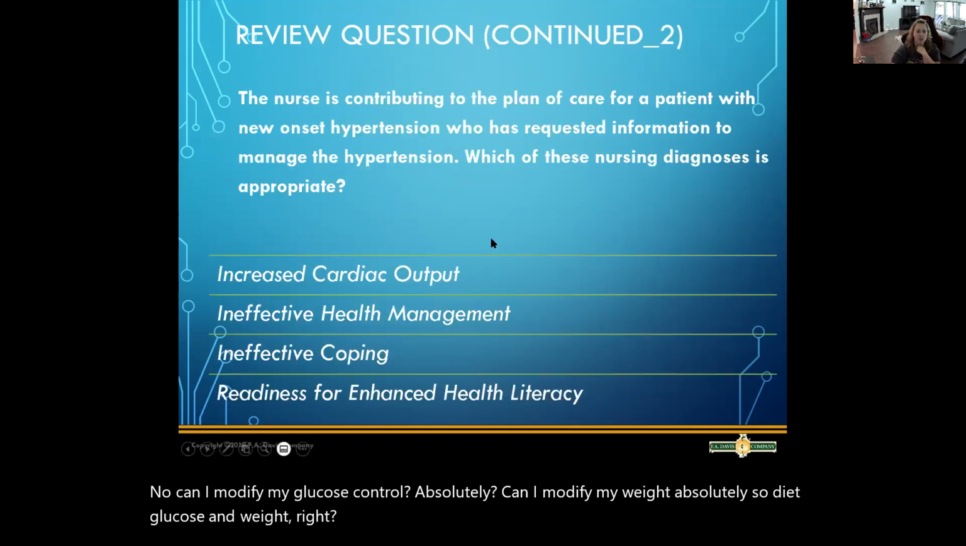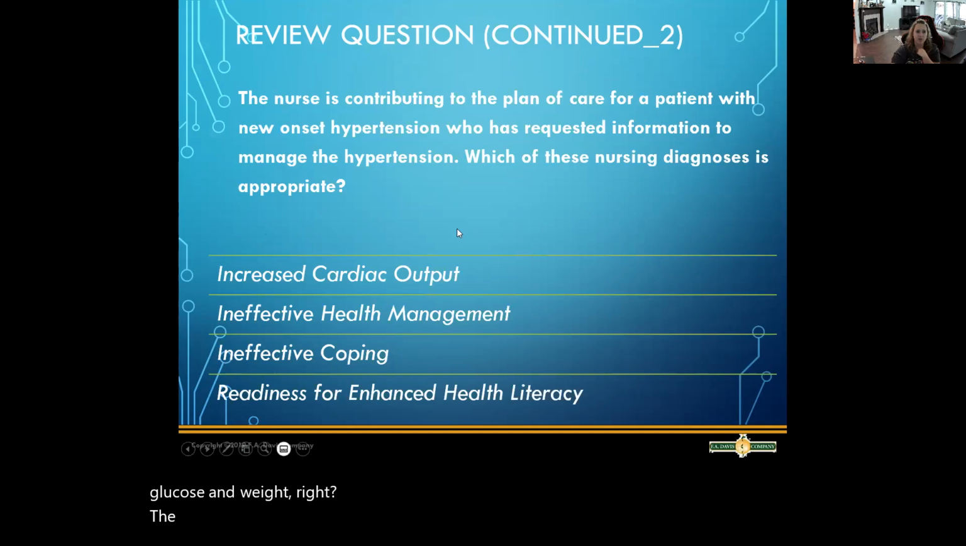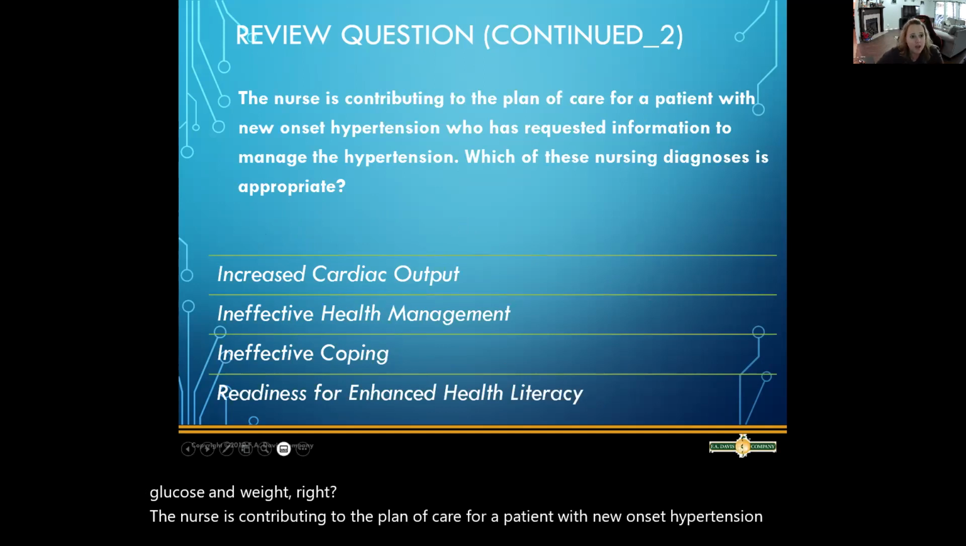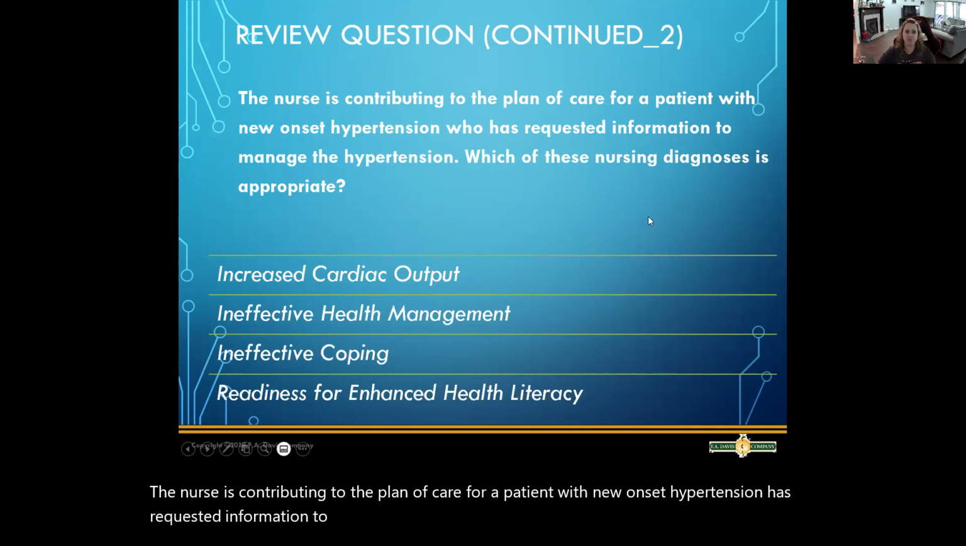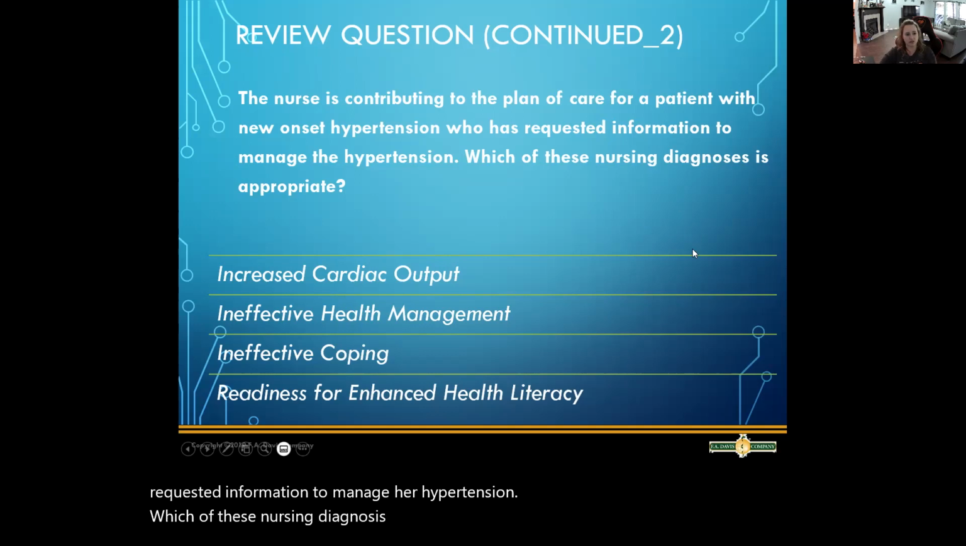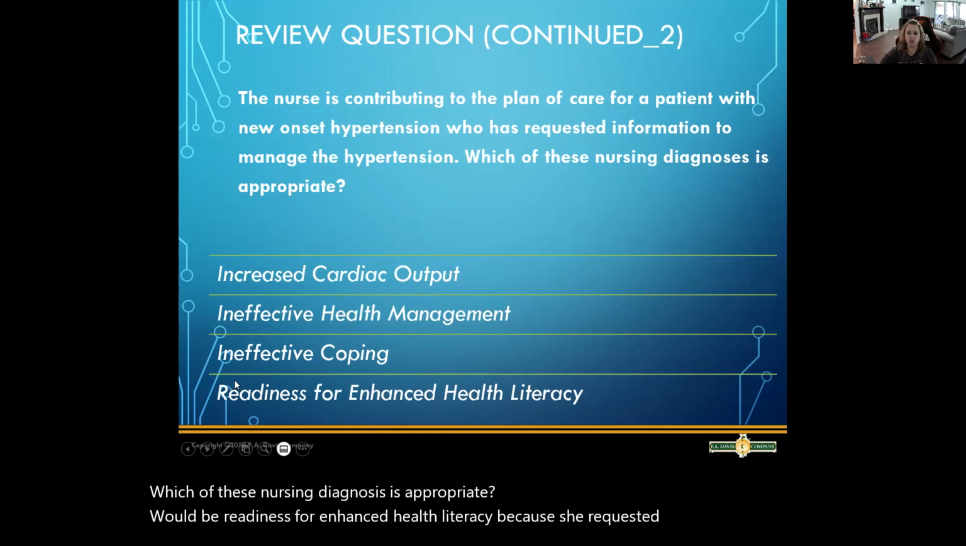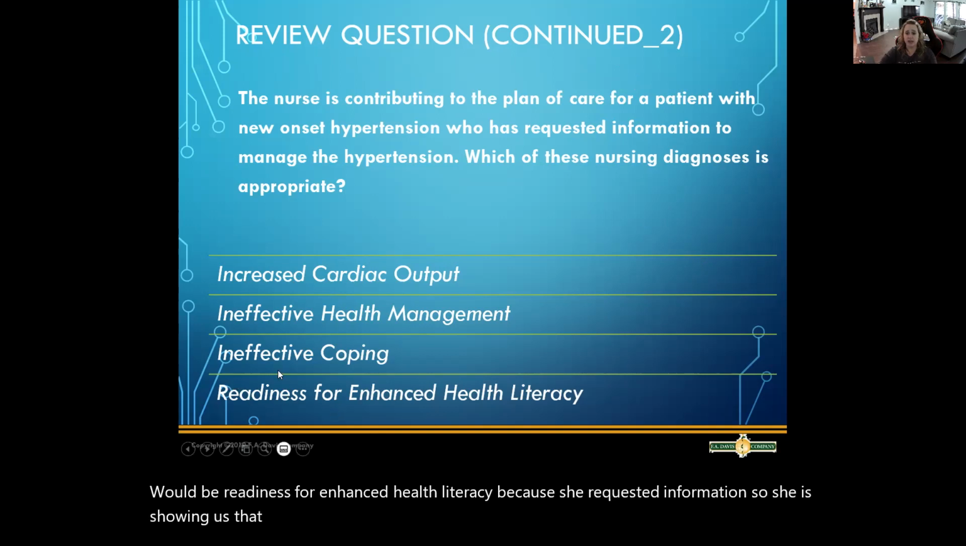Okay. The nurse is contributing to the plan of care for a patient with new onset hypertension who has requested information to manage her hypertension. Which of these nursing diagnoses is appropriate? It would be readiness for enhanced health literacy, because she requested information, so she's showing us that she has readiness to learn, right?